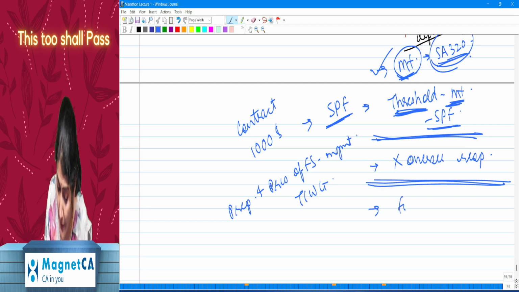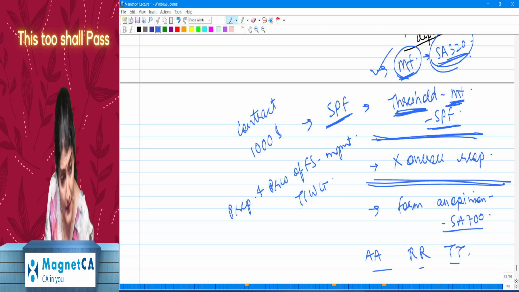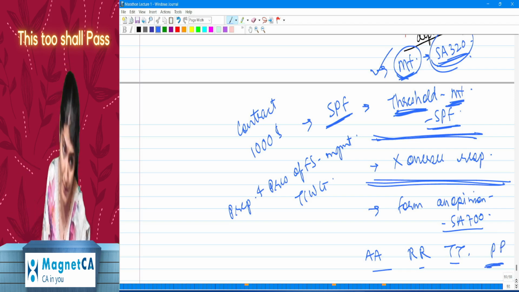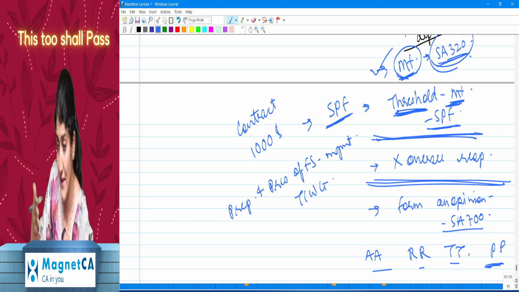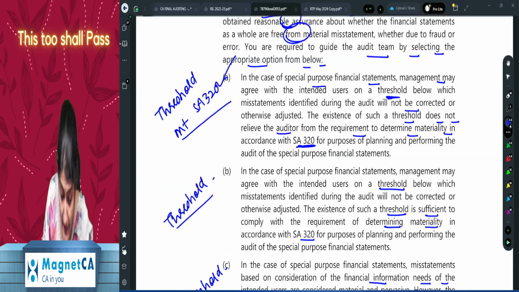And ultimately, what does it say? Auditor, when you have to form your opinion, you form your opinion as per SA 700. And what did I teach you today? That forming an opinion is an art. Forming an opinion is an art. And if it is a fair presentation framework, then also the PP, right? Structure, presentation, content, and it achieves a fair presentation. Right? So this is planning and performing.